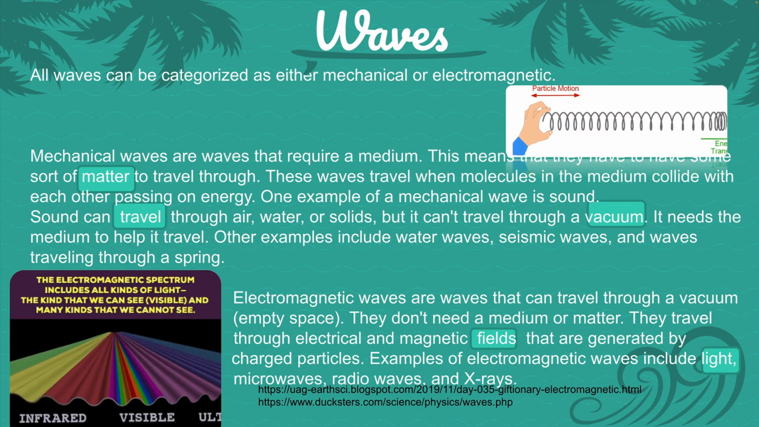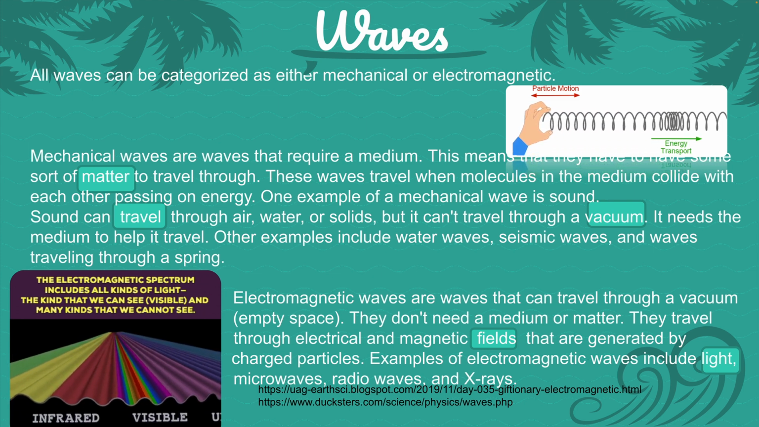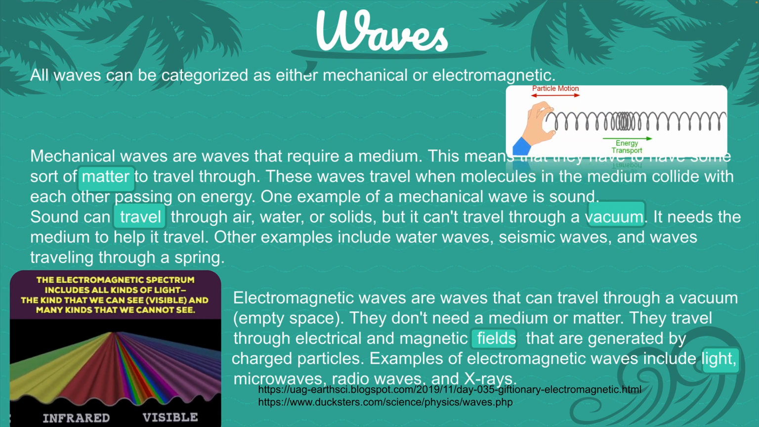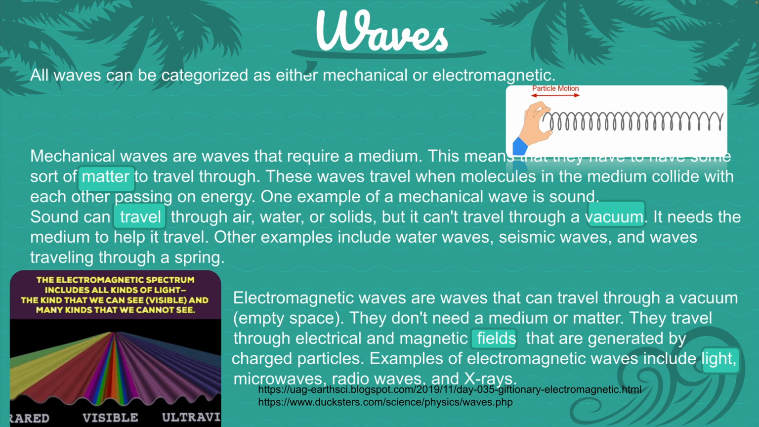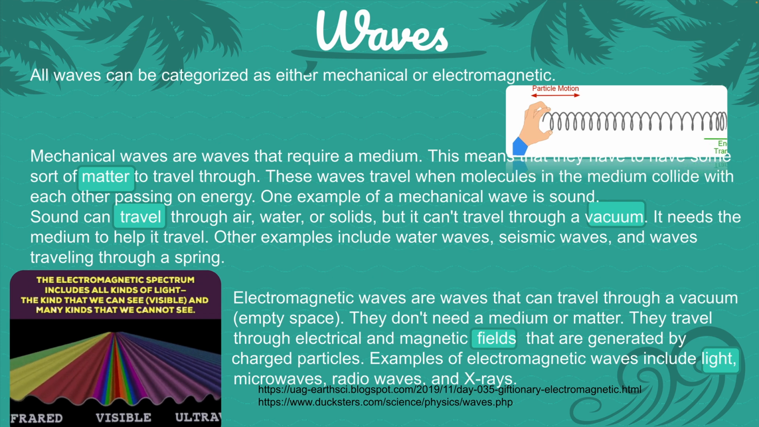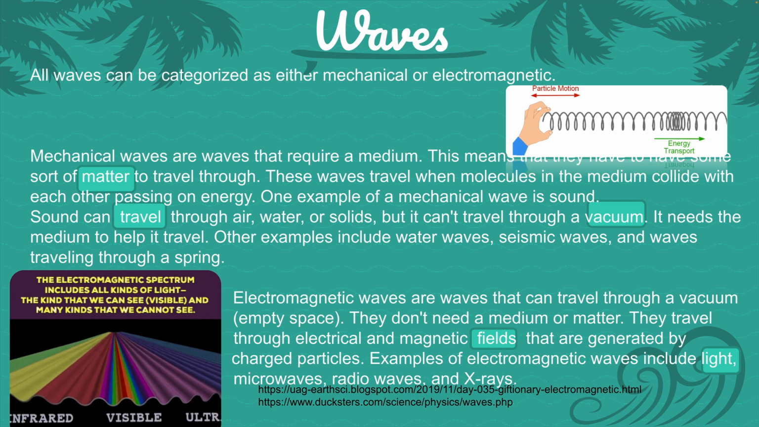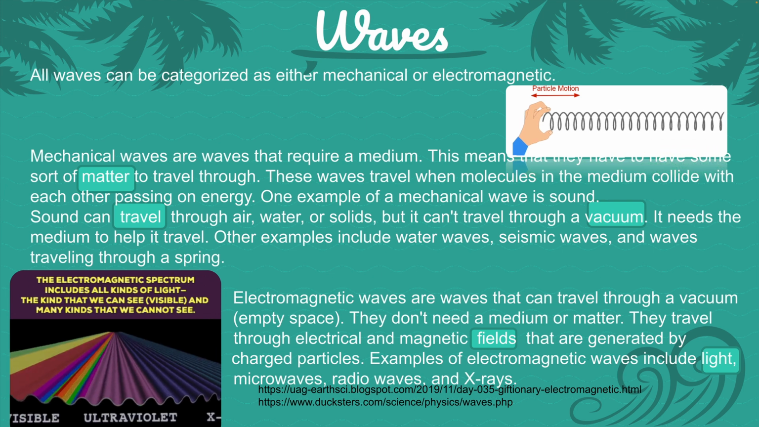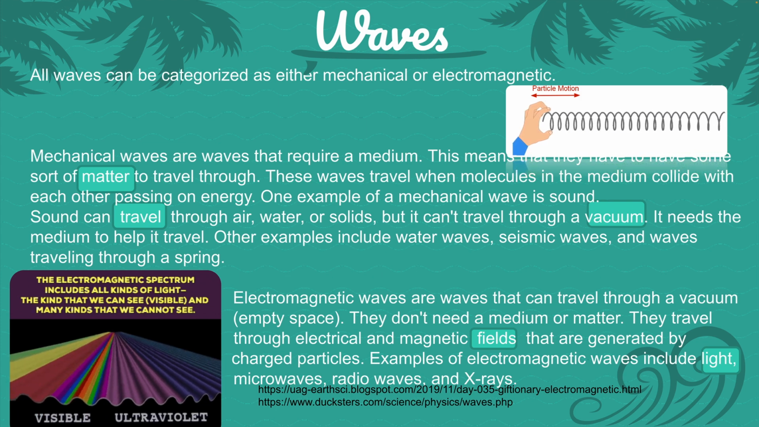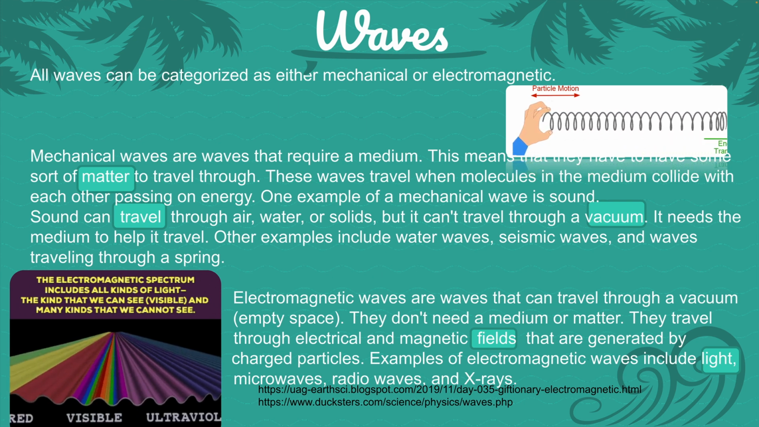Waves. All waves can be categorized as either mechanical or electromagnetic. Mechanical waves are waves that require a medium. This means that they have to have some sort of matter to travel through. These waves travel when molecules in the medium collide or hit with each other, passing on energy. One example of a mechanical wave is sound. Sound can travel through air, water, or solids, but it can't travel through a vacuum. It needs the medium to help it travel.